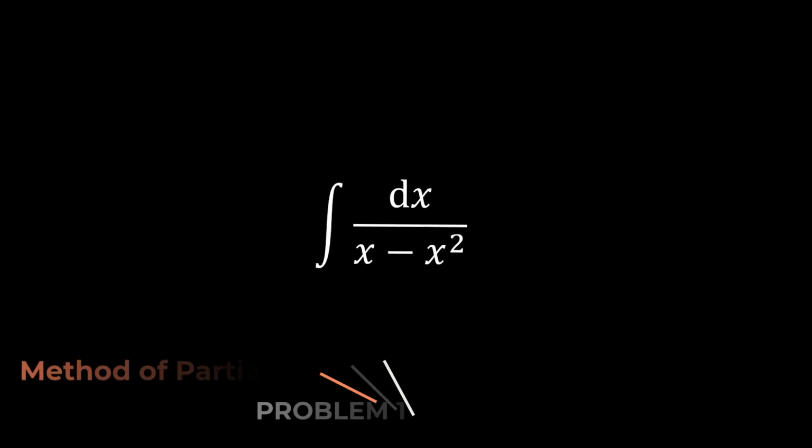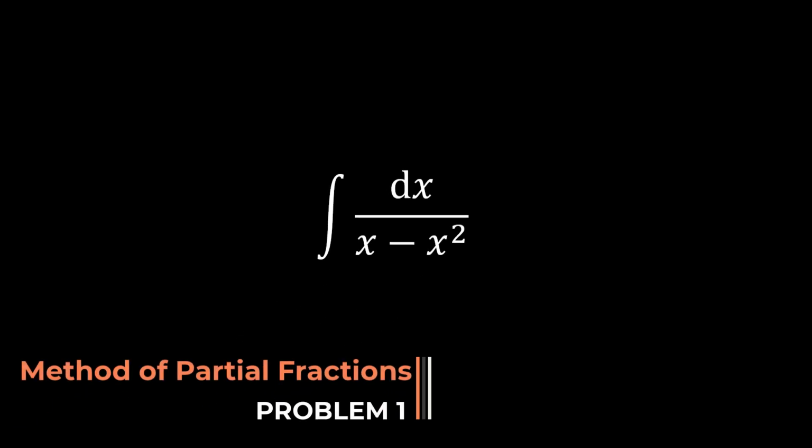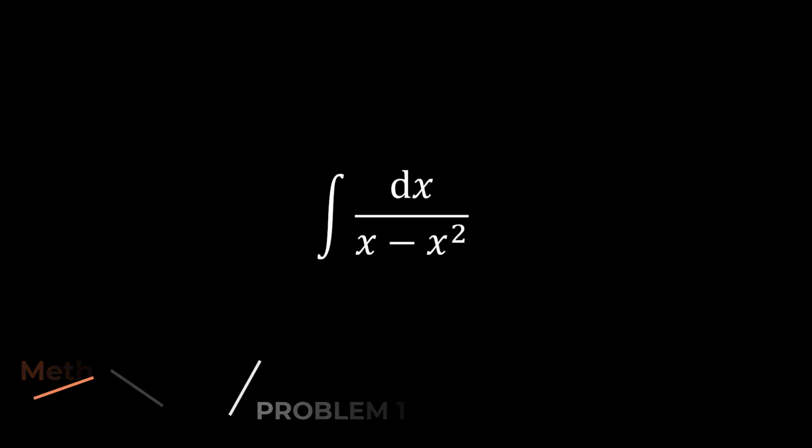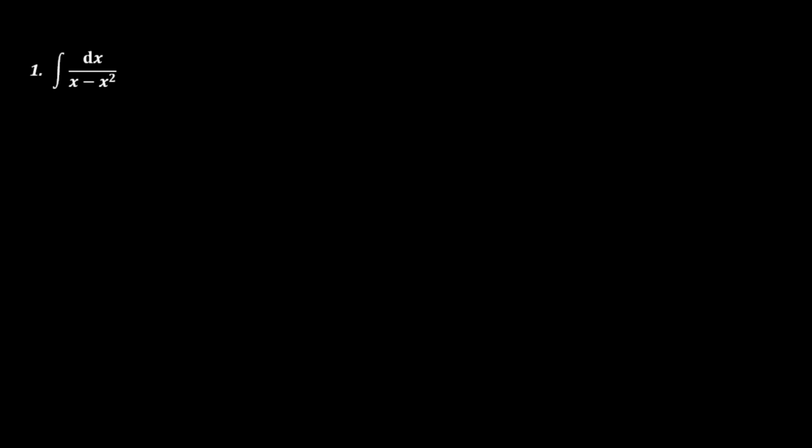Problem number 1. Find the integral dx over x minus x squared. In this problem, if we look at the integrand 1 over x minus x squared, the denominator x minus x squared can be factored as the product of x and 1 minus x.